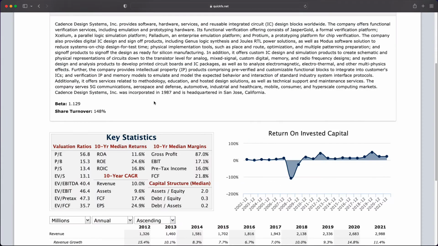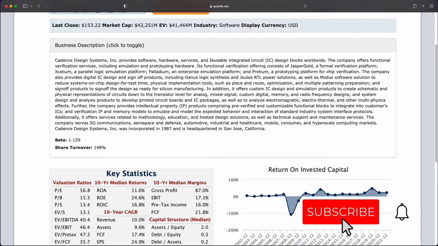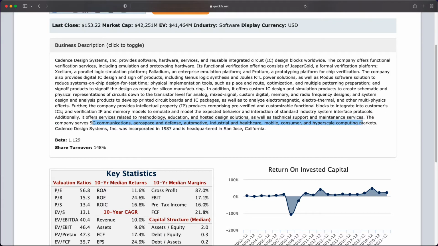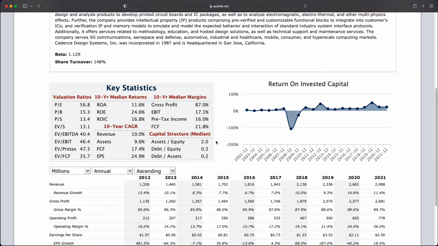If we open up its business description, we can see that they provide software, hardware, services, reusable IC design blocks worldwide, functional verification system, emulation, prototyping hardware. So building some hardware and some services, software. They have functional verification, JasperGold, formal verification. I don't understand what this does. Works basically in the methodology, education, hosted design solutions, technical support, managed service, but basically software across a variety of different industries based in the U.S. Gives us a little bit of background.